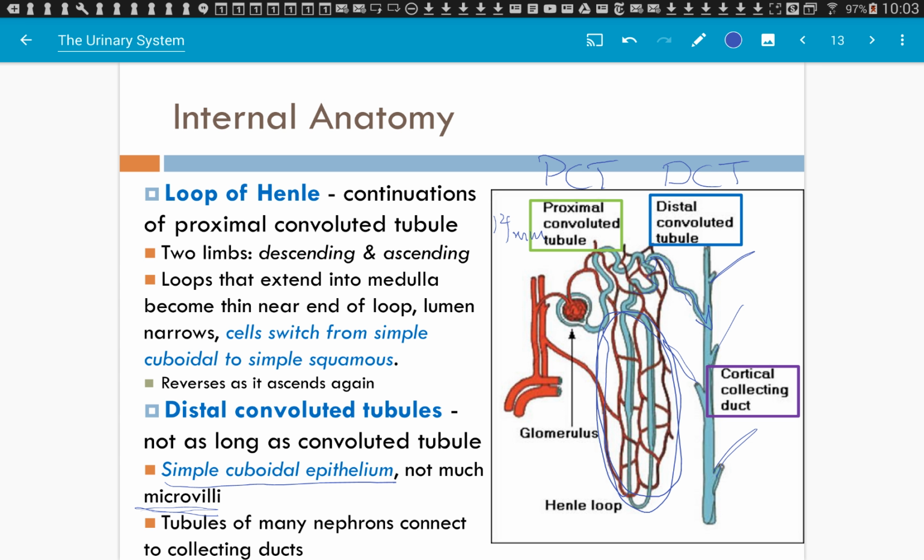Really interesting fact is that the loop of Henle, depending on where it is, you have different cell types. So right here, note cells switch from simple squamous epithelium, so very thin, easy for substances to diffuse across, and then it switches to simple cuboidal, which makes it harder for substances to diffuse through or cross over that membrane. And we will talk more about this as we continue on with this chapter. And then notice as you travel back up again, the tissue changes.